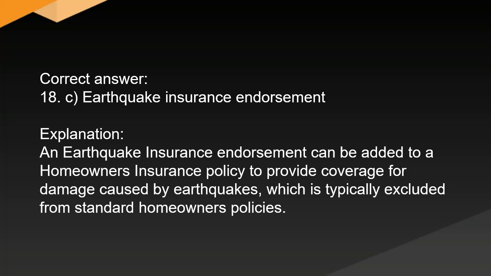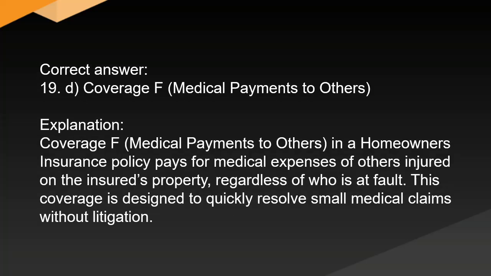Correct answer. C. Earthquake insurance endorsement. Explanation. An earthquake insurance endorsement can be added to a homeowner's insurance policy to provide coverage for damage caused by earthquakes, which is typically excluded from standard homeowners policies. Correct answer. D. Coverage F. Medical payments to others. Explanation.